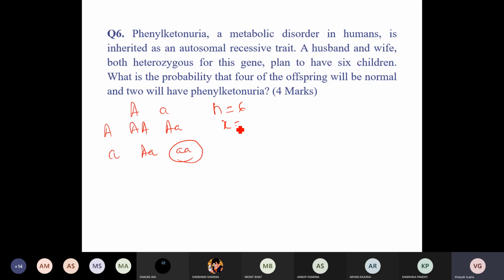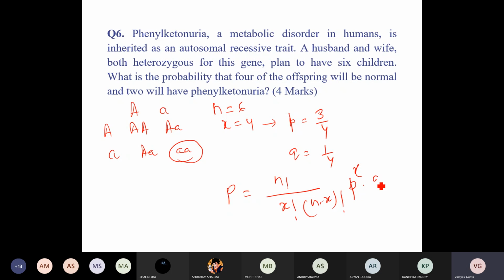Here the x value is given, 4. What is the probability corresponding to x? 3 by 4. And your q value will be 1 minus 3 by 4, that means 1 by 4. Now everything is in your formula: capital P, the unordered binomial, n factorial divided by x factorial times (n minus x) factorial, then p to the power x and q to the power n minus x. That's it.